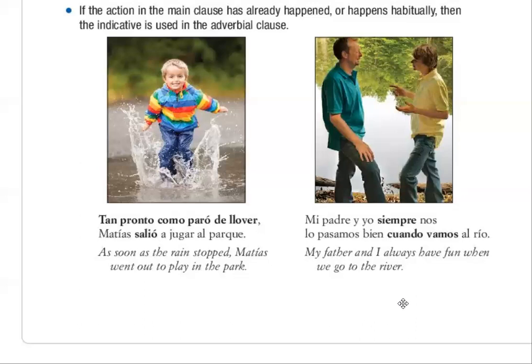We haven't done it yet. So the regular occurrences, when we do this all the time, that's indicative. But next weekend when we go there, or this weekend when we go there, it hasn't happened yet. We're just talking about that one time. That is when we would follow cuando with the subjunctive because this time hasn't happened yet.